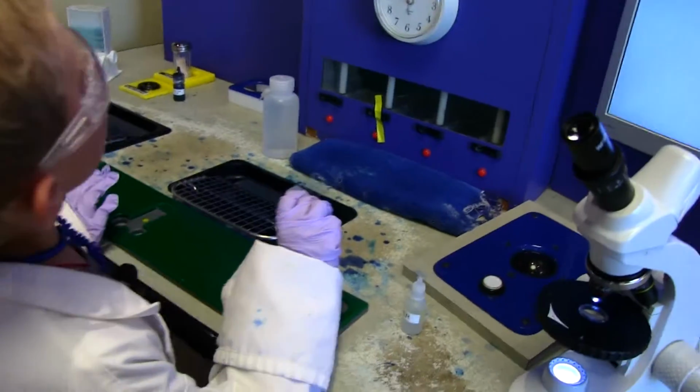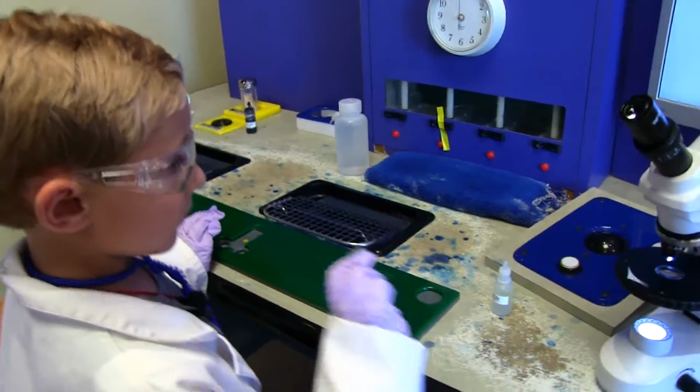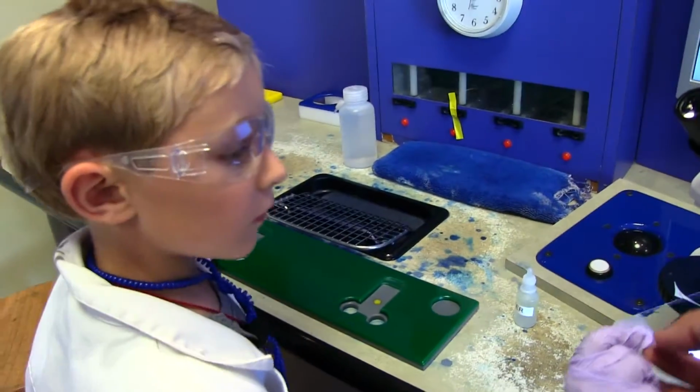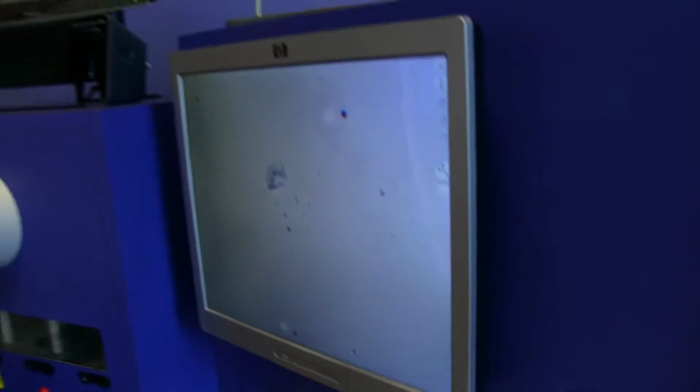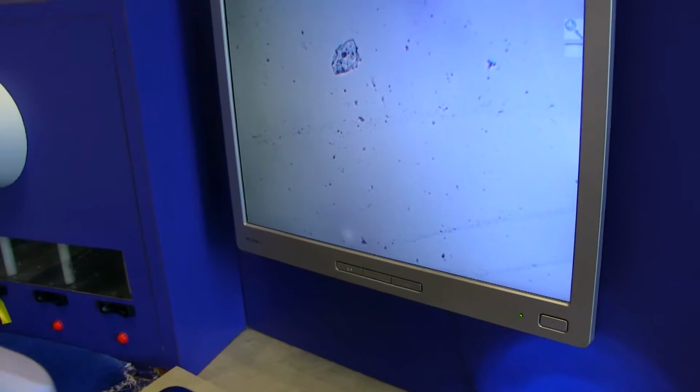Now you are ready to view the slide using a microscope. Follow the next few steps. The slide should click into place over the light. There it is, right there.